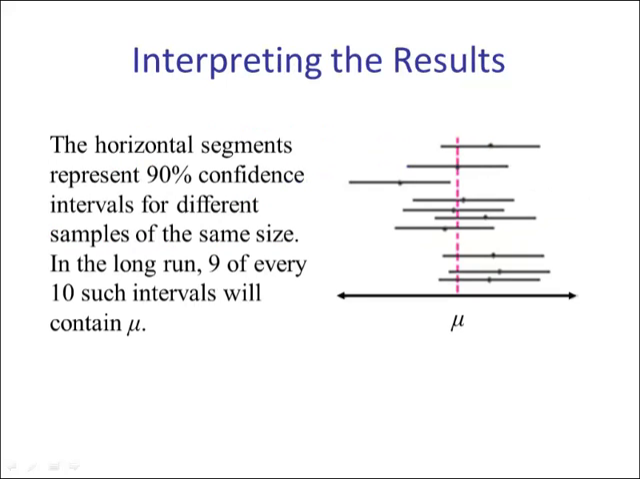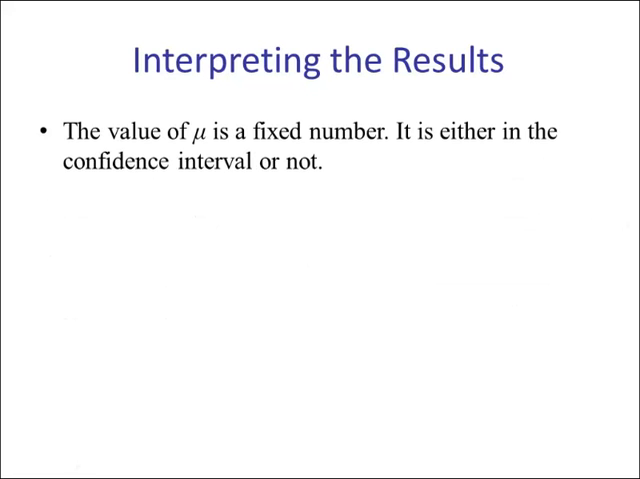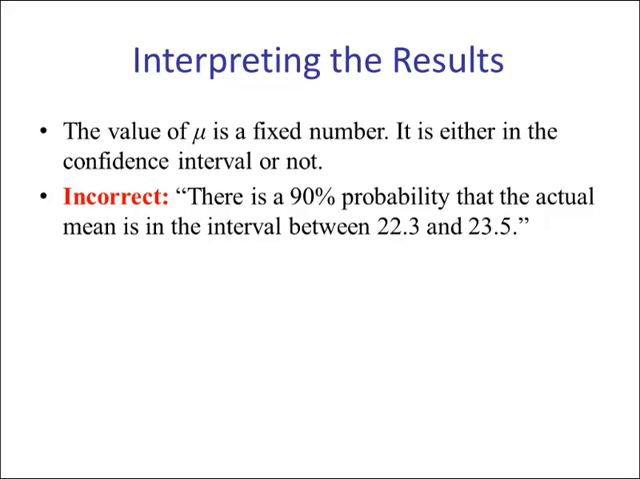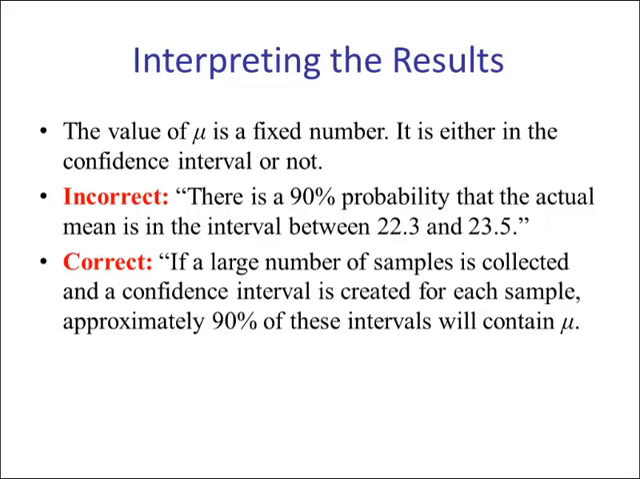The horizontal segments represent 90% confidence intervals for different samples of the same size. In the long run, 9 of every 10 such intervals will contain mu. So here are some things to keep in mind when we are interpreting the results of a confidence interval. The value of mu is a fixed number. It is either in the confidence interval or it's not. It is incorrect to say there is a 90% probability that an actual mean is in the interval between 22.3 and 23.5. So what is correct?